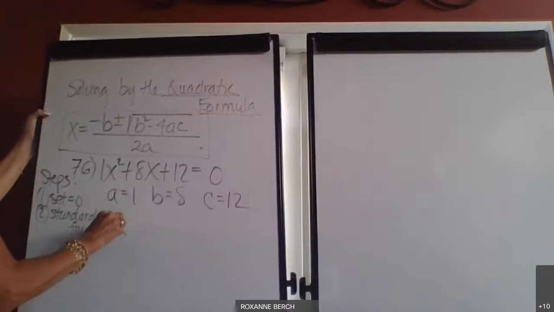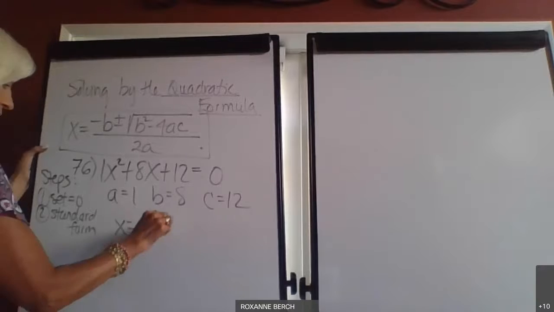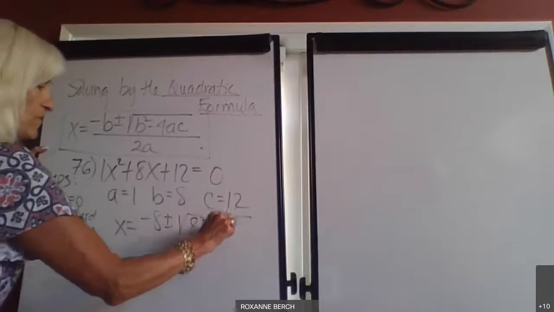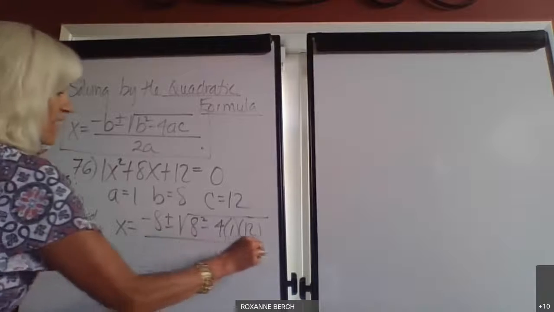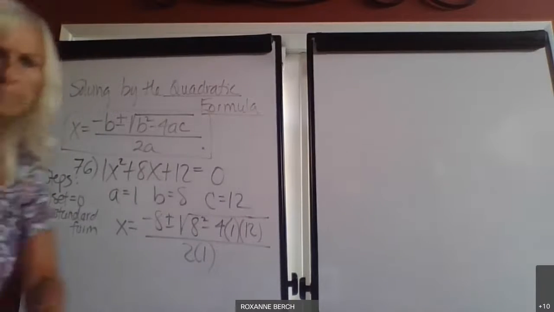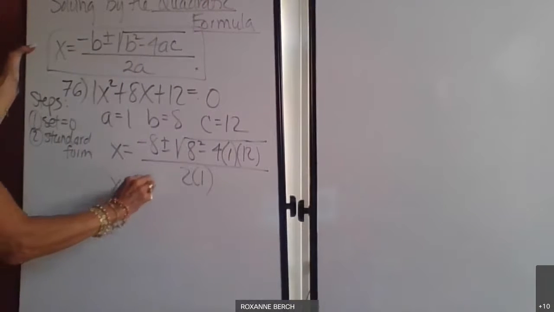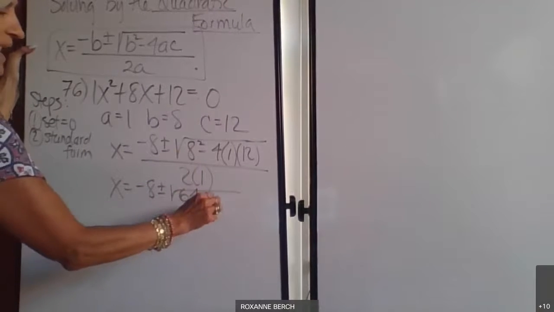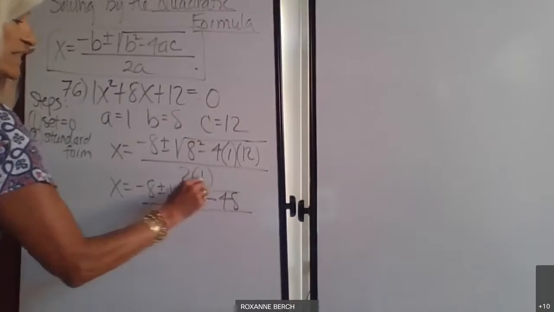So you're going to solve for x. It's x is negative b plus or minus square root b squared minus 4ac all over 2a. So x is equal to negative 8 plus or minus the square root of 64 minus 4 times 1 times 12 is 48, all divided by 2.